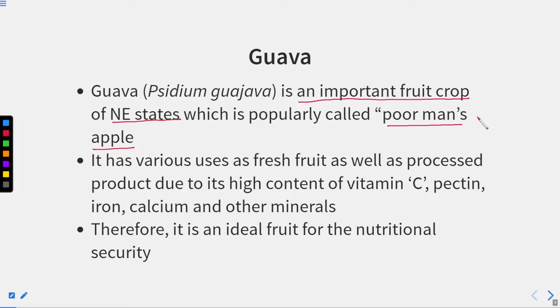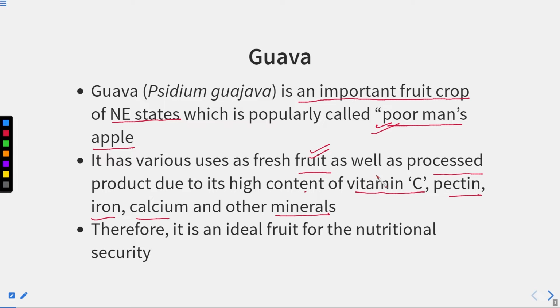Because this is quite a cheaper fruit if we compare it with the apple, right? And it is approachable to all types of people. So that is why it is also called the poor man's apple. And its shape is somewhat like an apple, but the color is different, and it has various uses as a fresh fruit as well as a processed product due to its high content of vitamin C, pectin, iron, calcium and other minerals, right?